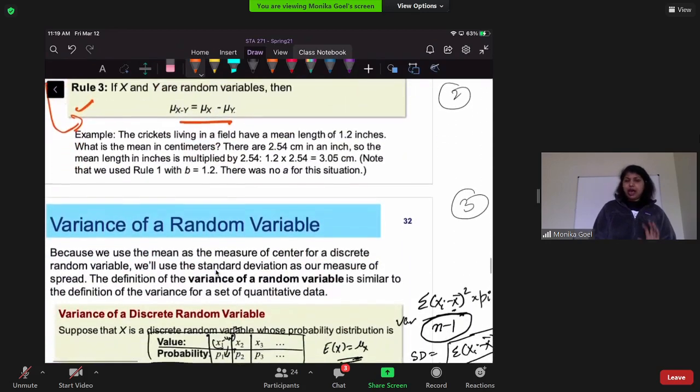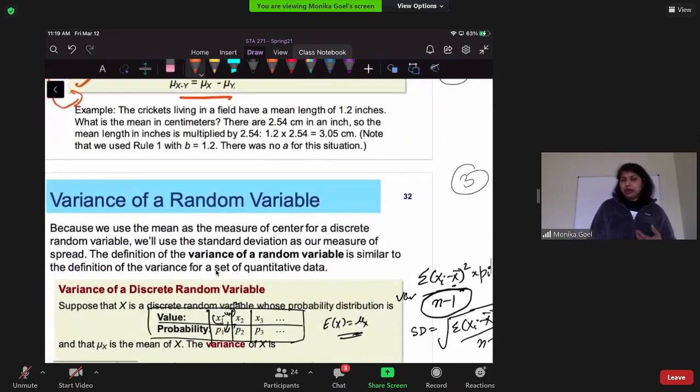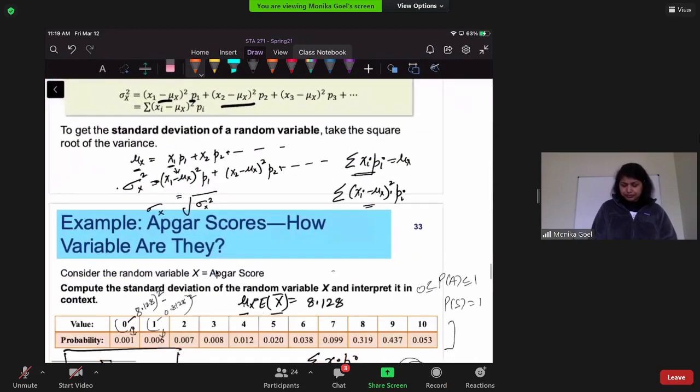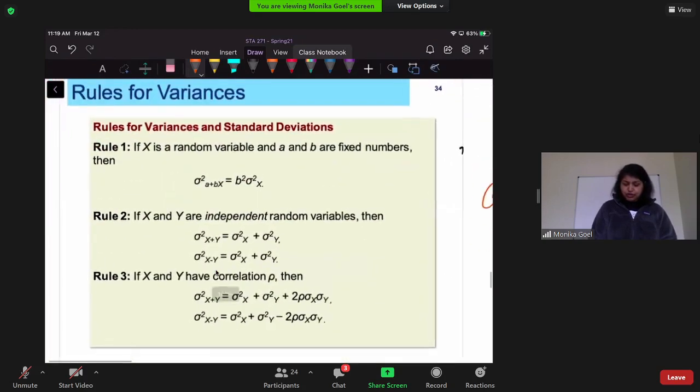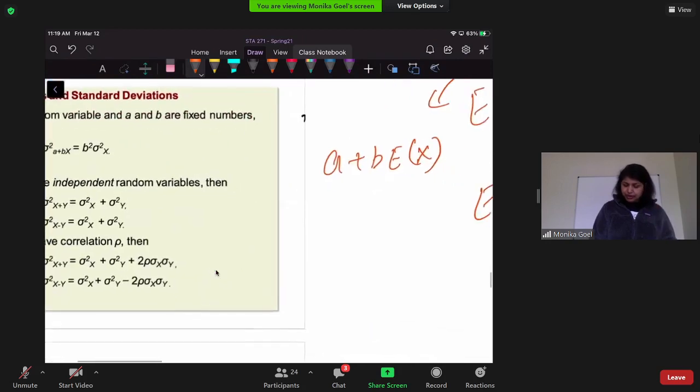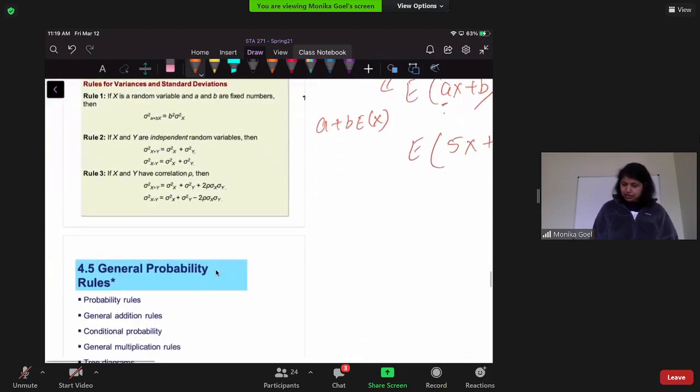And let's see how these rules are similar and how they are different when we talk about the variance. So, rules for the variance, let me talk about it here.